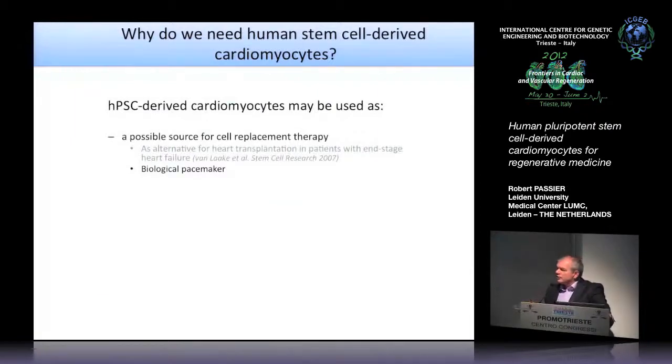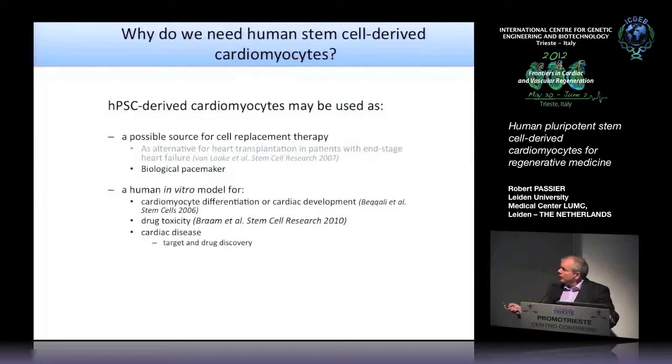So we decided after these experiments that we needed to go one step back, that we needed to understand how we can make these cells, how we can purify cells, and that we know exactly what we have in our culture dish. So we already mentioned, of course, what you can do with these cardiomyocytes derived from pluripotent stem cells. You can think of making a biological pacemaker. In that case, you need to know exactly what you have, and that you have pacemaker cells in your culture dish. Of course, you can also use it for other purposes, like using it as an in vitro model for cardiomyocyte differentiation, which we have done, drug toxicity, and also looking at cardiac disease in these cells.